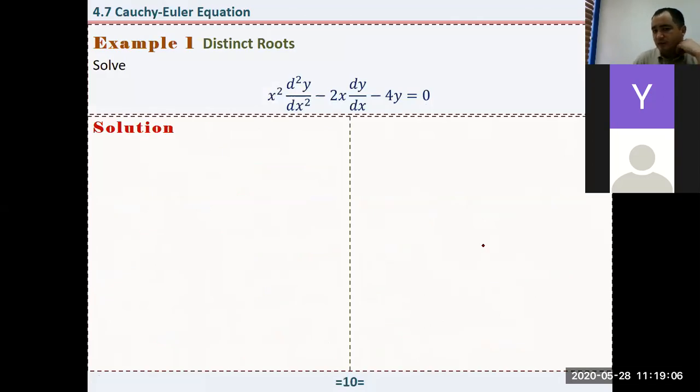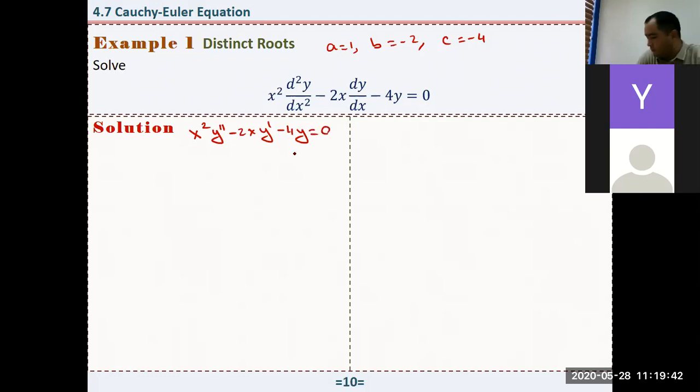The first problem is about distinct roots. First, we can recognize that A is equal to 1, B is equal to -2, C equals -4, right? So here, in the standard form, we have x squared y double prime minus 2x y prime minus 4y is equal to 0. Okay, so we're going to solve this.